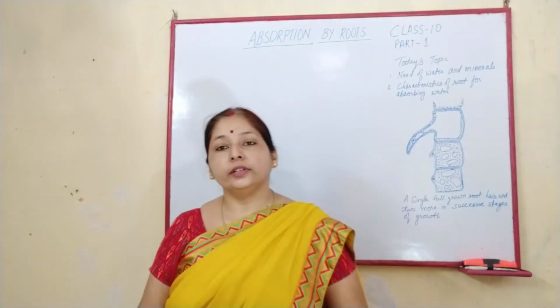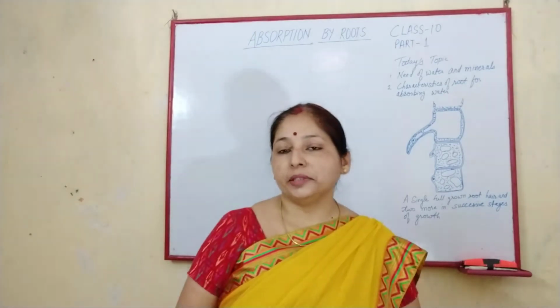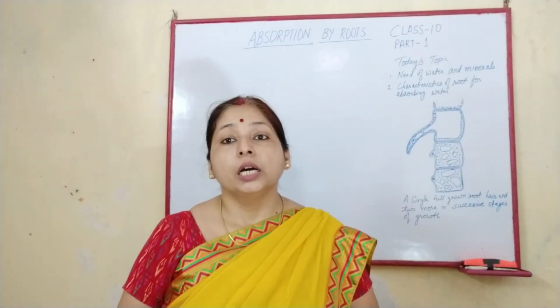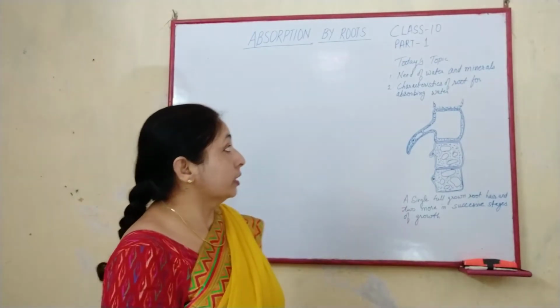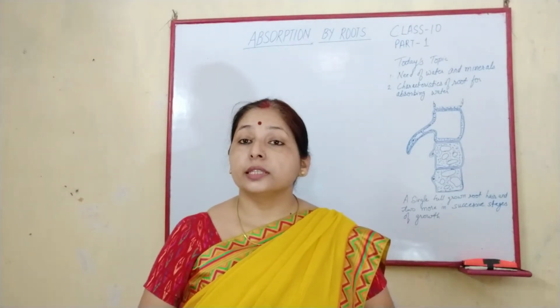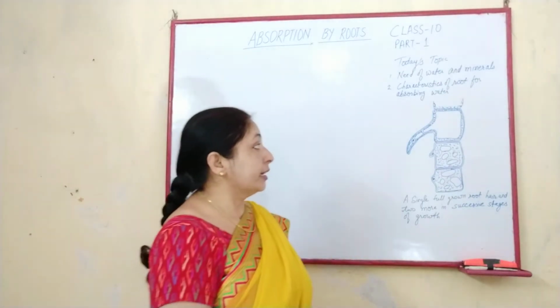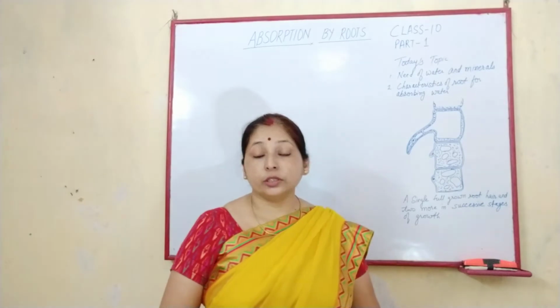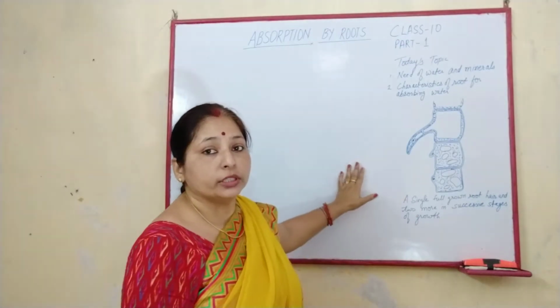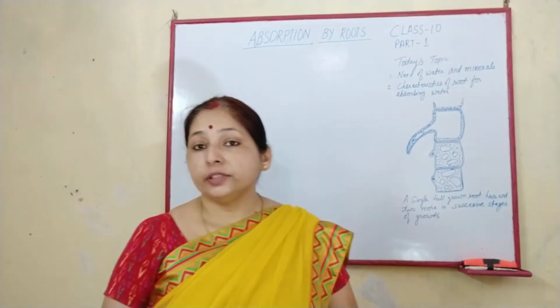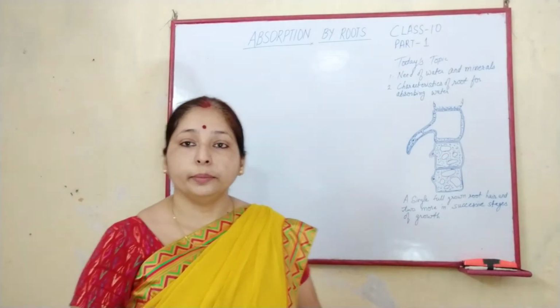Hello students, today we are going to start a new chapter, that is absorption by roots, and today's topics are need of water and minerals. Second thing is characteristic of root for absorbing water. After that we'll discuss about this diagram. So let's start with the first topic, that is need of water and minerals.